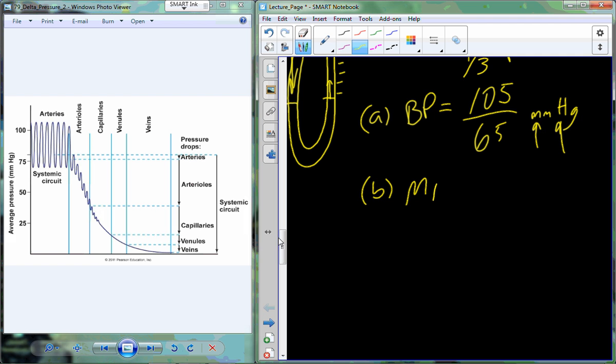So how are we going to calculate our mean arterial pressure? First, we also have to calculate our pulse pressure, right? Anyone remember what pulse pressure was? The difference between systolic and diastolic. So mean arterial pressure is what we want.